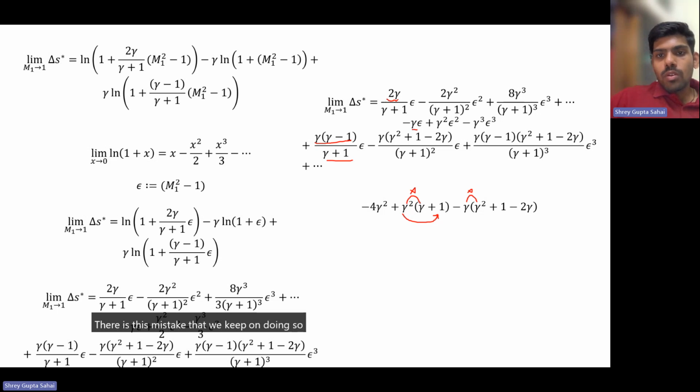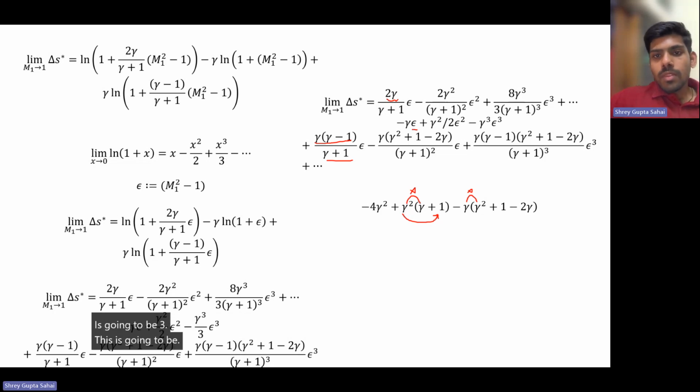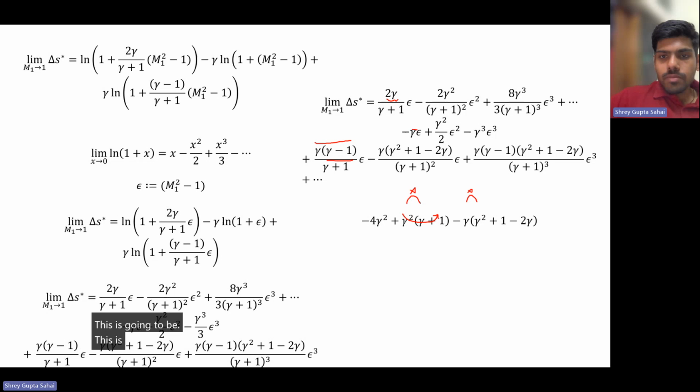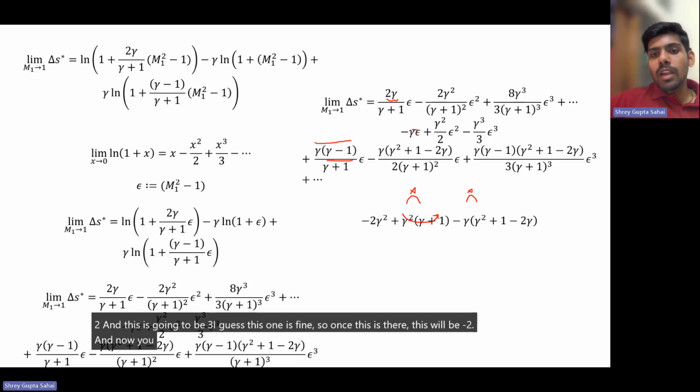This will be 2. This is going to be 3. This is going to be 2. This is going to be 3. Okay, this is going to be 2. And this is going to be 3. I guess this one is fine. So once this is there, this will be minus 2. And now you need to actually multiply 2 on both sides. So this becomes 4.